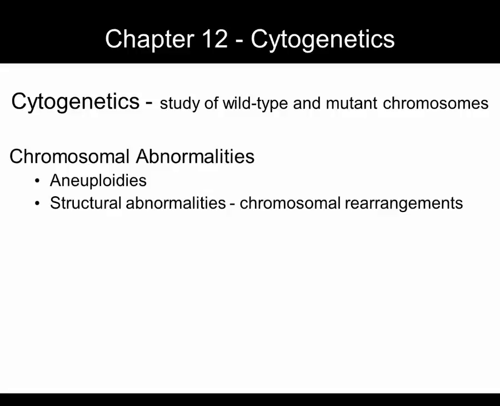We mentioned aneuploidy a while back. This is having too many or too few copies of a given chromosome. There are also structural abnormalities, rearrangements within and between chromosomes. This will be our focus for the next couple lectures.